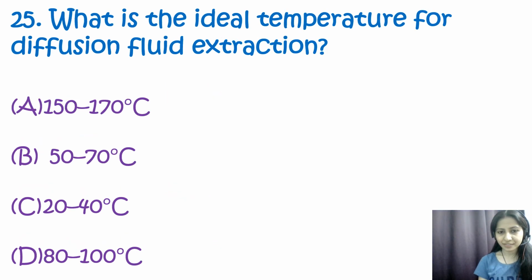So question number 25, what is the ideal temperature for diffusion fluid extraction? The options are 150 to 170 degrees Celsius, 50 to 70 degrees Celsius, 20 to 40 degrees Celsius, and 80 to 100 degrees Celsius. So try to solve this question and comment us the correct answer.